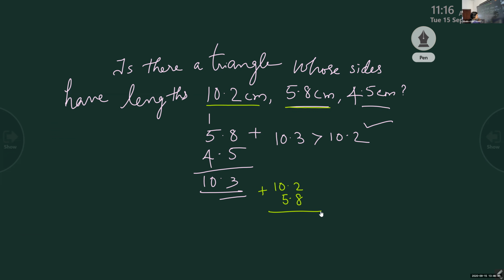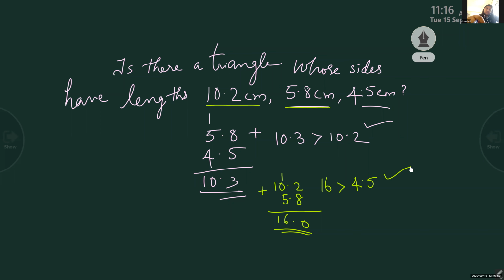10.2 and 5.8 plus 5.8. What is it? It is 16.0. Is 16 greater than the third side, 4.5? That is also okay.